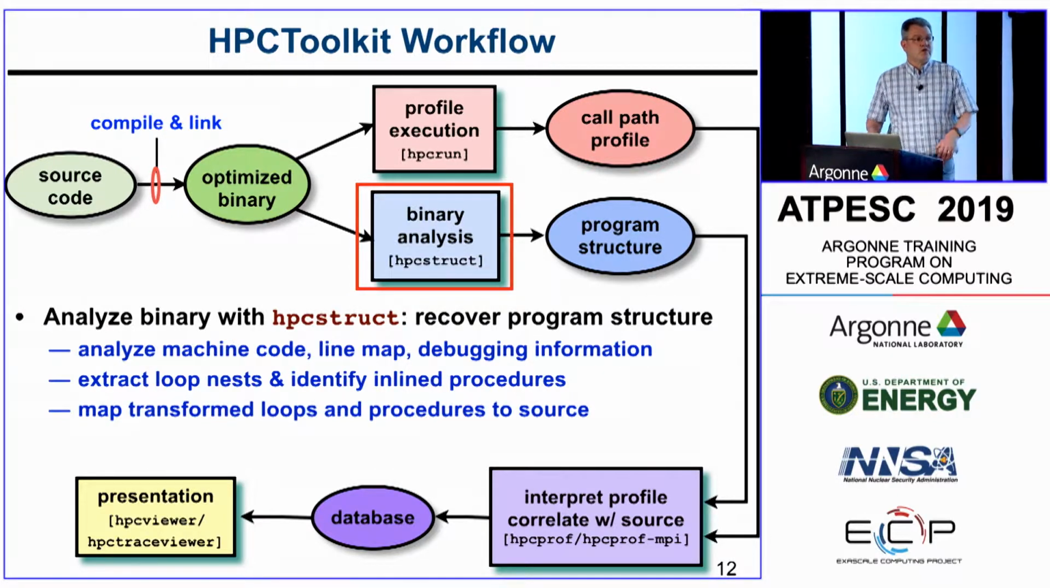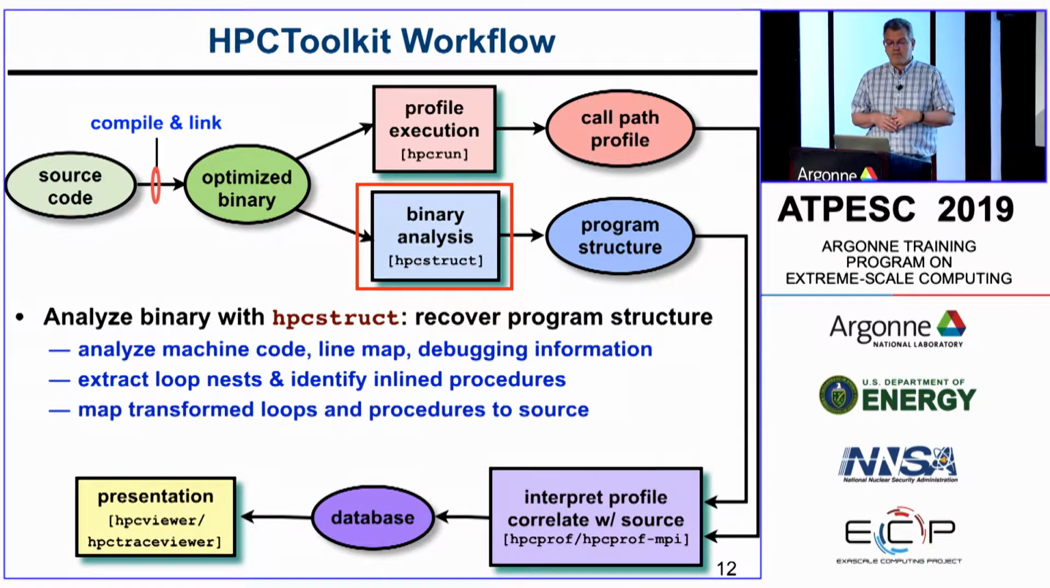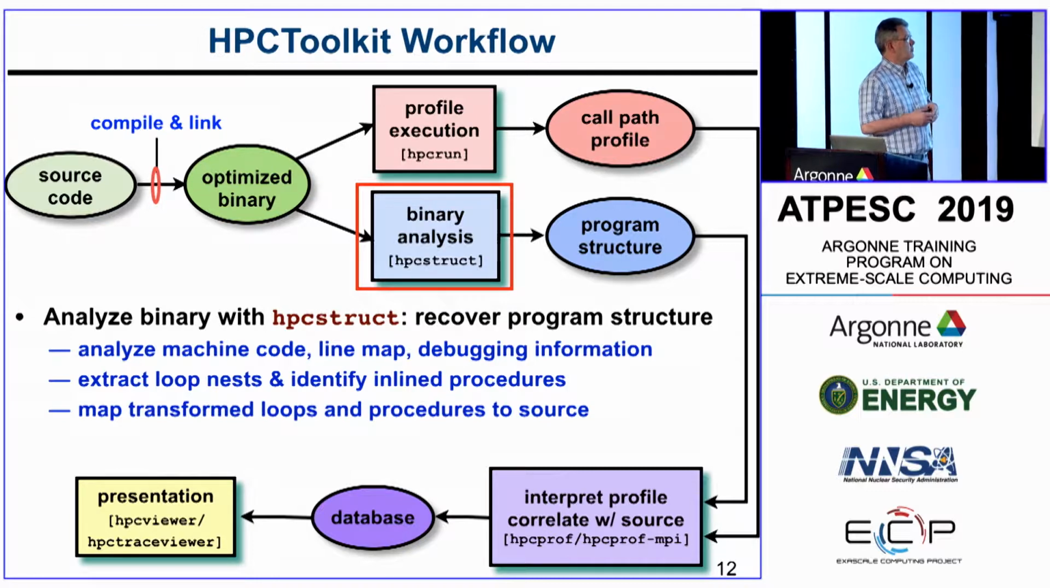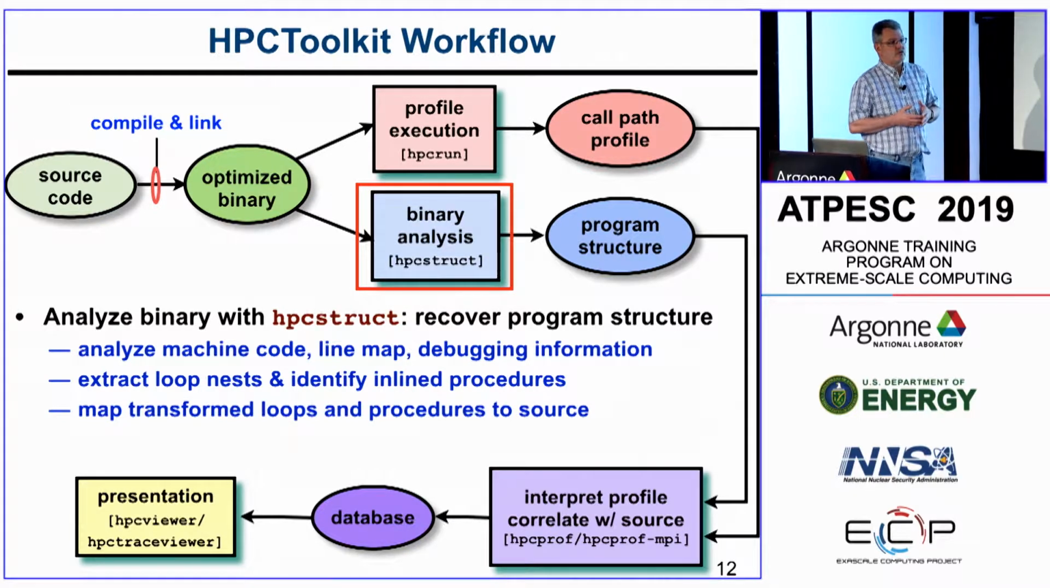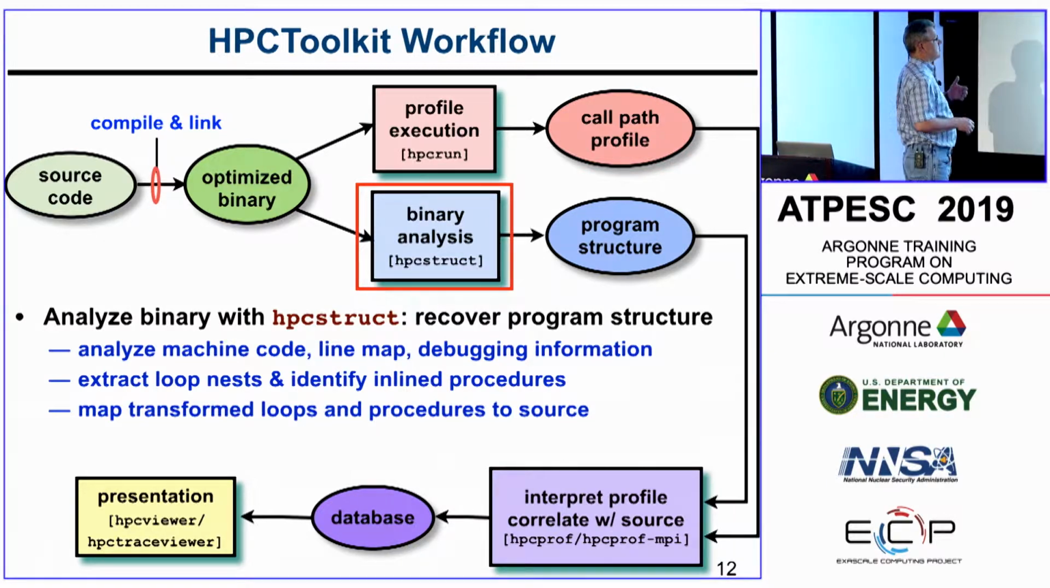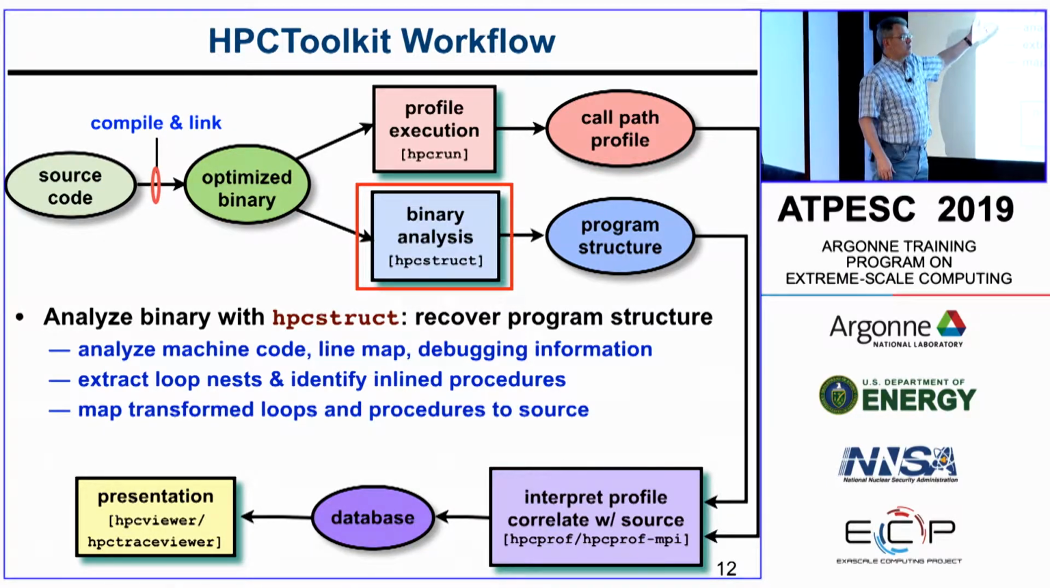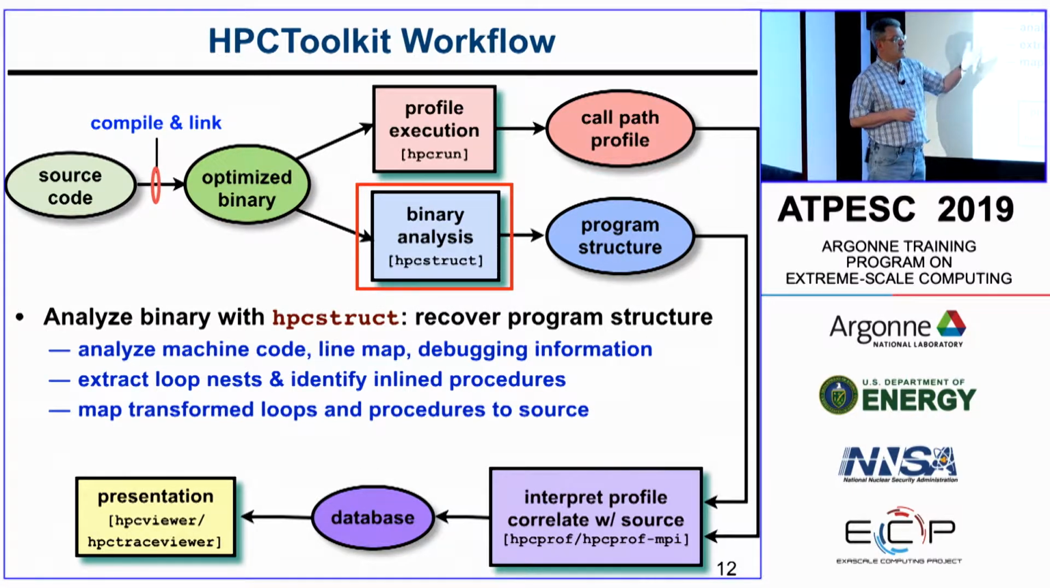Once we've collected this measurement data, we also analyze your binary. We have a tool called HPCstruct, which analyzes your binary. It's analyzing the machine code to identify the control flow and identify the loop nest from the control flow. It's looking at the line map to find out how the machine instructions relate to source lines. It's looking at the information that's recorded by the compiler about function inlining and whatnot.